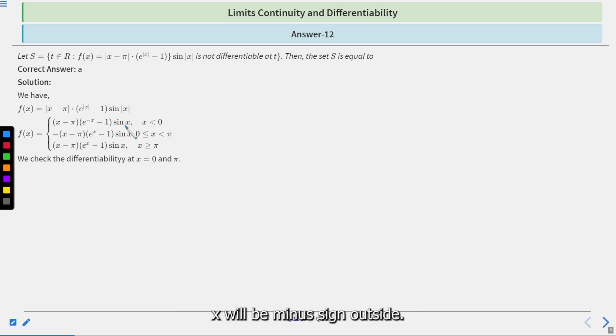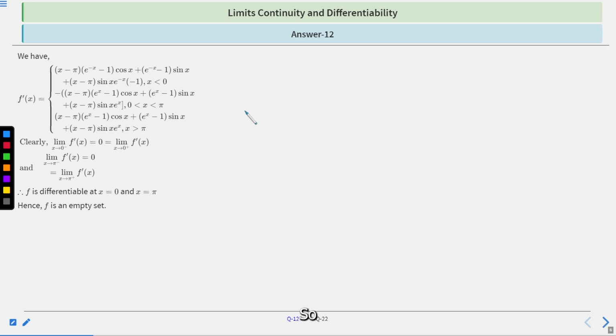Sine of minus x will be minus sine x, so the minus will come out common, and π minus x becomes x minus π. So when x is less than 0, it becomes (x − π) e^(−x−1) sin x. When x is between 0 and π, it will be −(x − π) e^(x−1) sin x, since x is greater than 0. And when x is greater than or equal to π, it will be (x − π) e^(x−1) sin x. We check the differentiability at x equal to 0 and π.